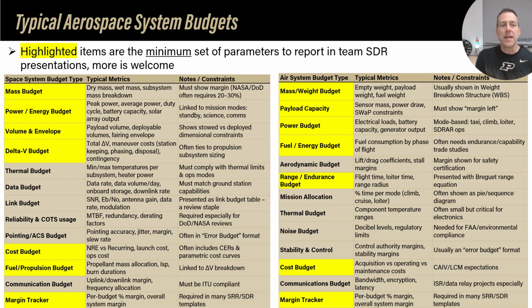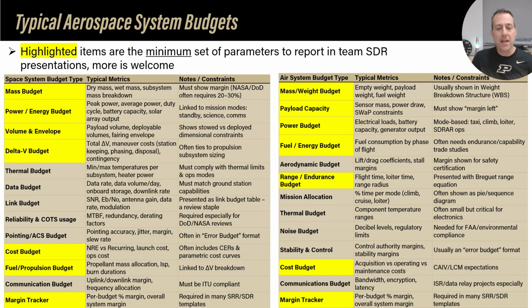Here are some typical aerospace system budgets. On the left side is space system typical budgets, along with some metrics and some constraints. And then there are aircraft system budgets on the right. I've highlighted in yellow the minimum set of parameters I'd like to see you report. Like I said before, not with a full-up analysis, but some estimates with some justification as to why that's your estimate for the system you're presenting in SDR.